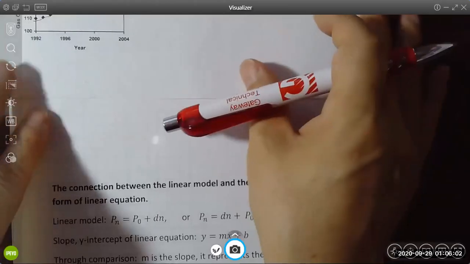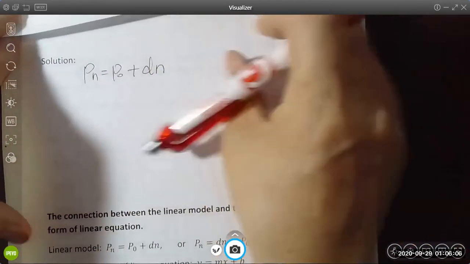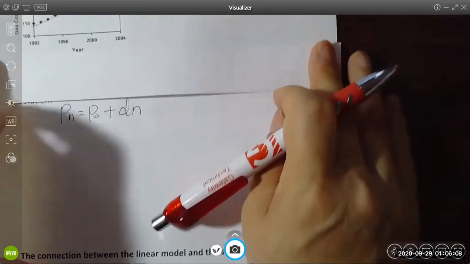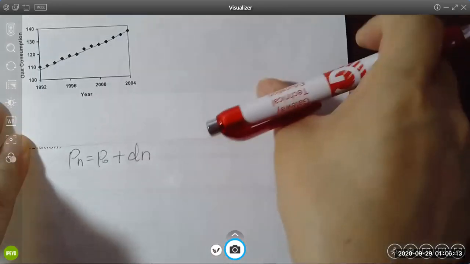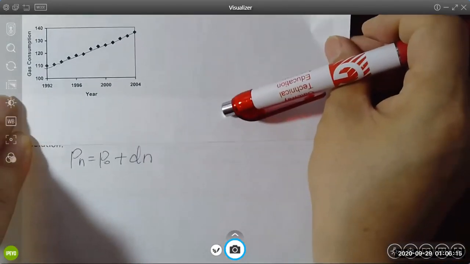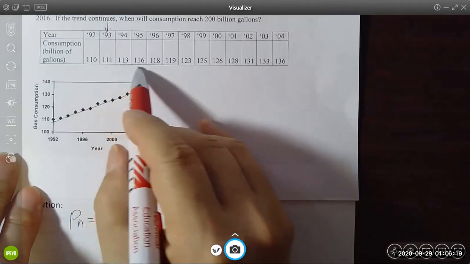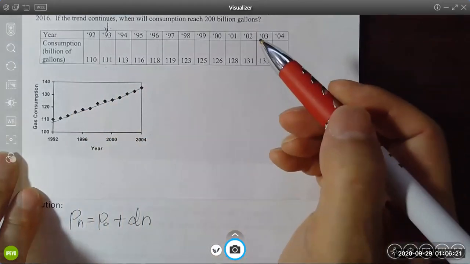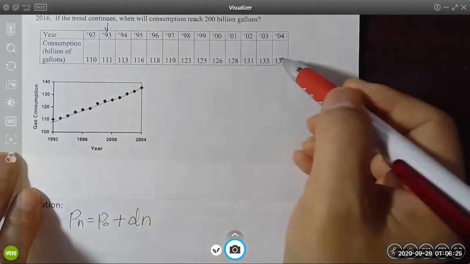Now, after we have the initial value, we have to know the growth rate. Apparently, it's growing, so this D is going to be positive. If it is declining, it's going to be negative. But apparently, this is positive. Look at this number, year after year, it's increasing. So growth is going to be a positive number. But how do we know which number to use?